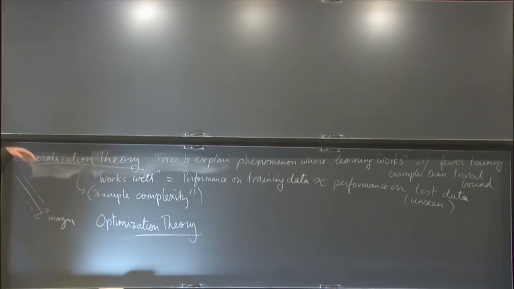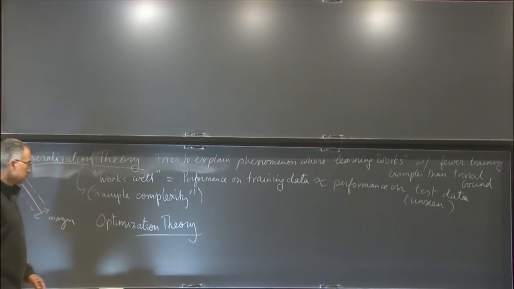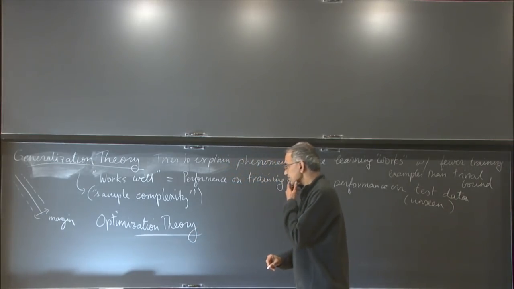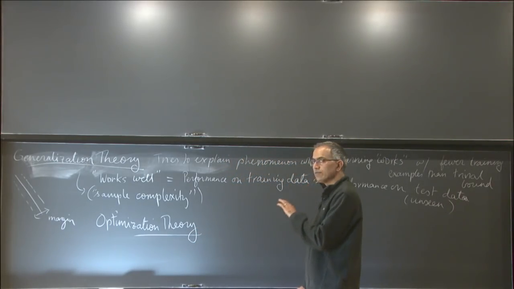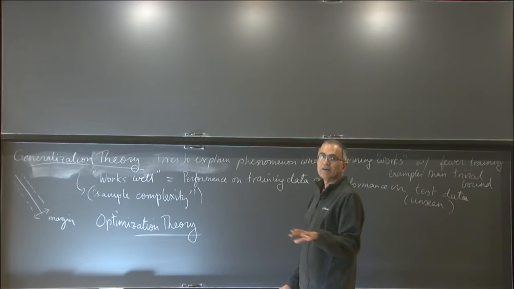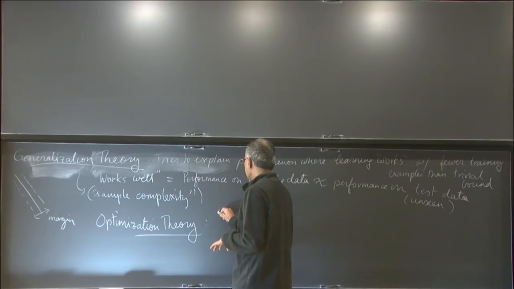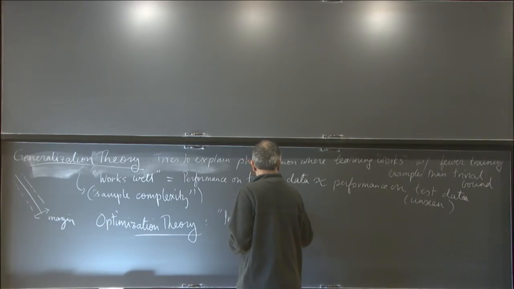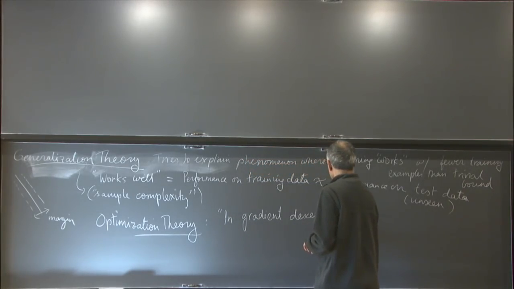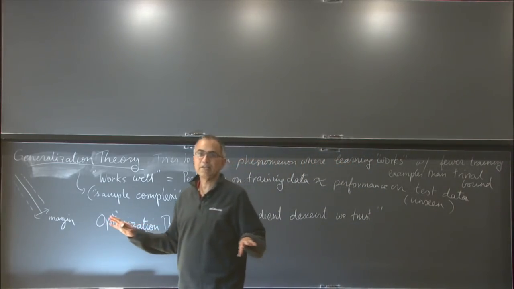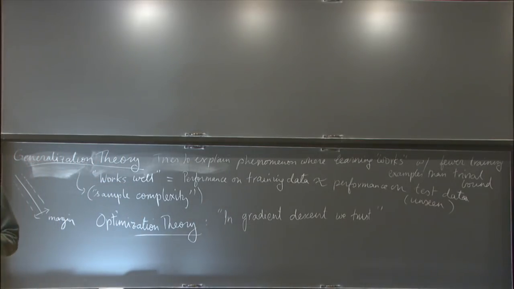So generalization theory has its roots in notions in statistics. Optimization theory, as the name suggests, is from optimization. And to a first approximation, let's say half the time in machine learning, you use a very simple algorithm, which is gradient descent. Okay, to a first approximation, machine learning uses gradient descent only.